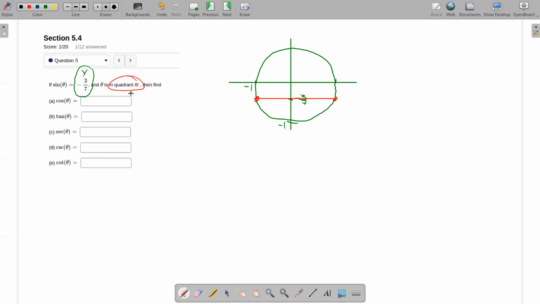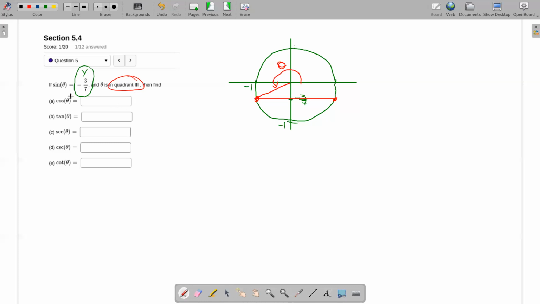And so then they tell me, hey, look at quadrant 3. All right, so that means I want that point right there. And then I want that as my radius. And that means theta must be this angle right here. Okay, so here's my picture of sine of theta equals -3/7 in quadrant 3.